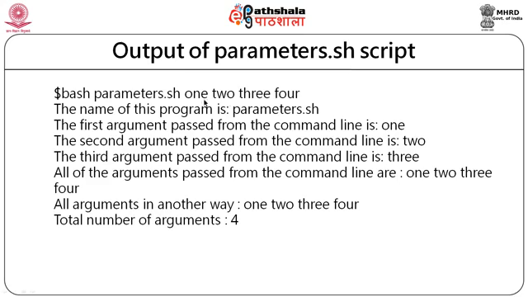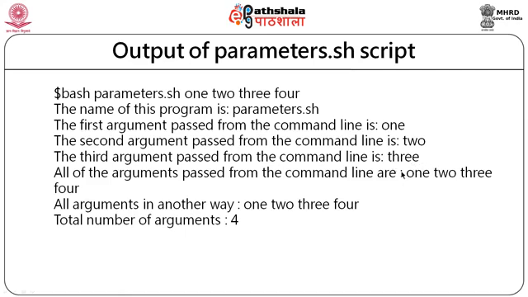So, when the program runs, I am using the bash command to execute this shell script. You can see $0 is parameters.sh. So, the $0 variable takes parameters.sh as its value, $1 takes ONE as a string, $2 takes 2, $3 takes 3 and so on.